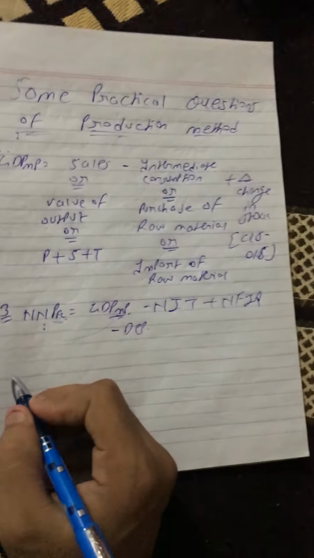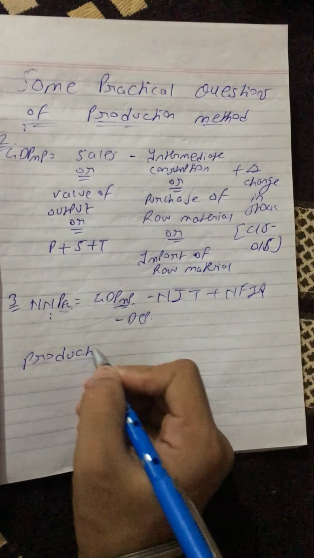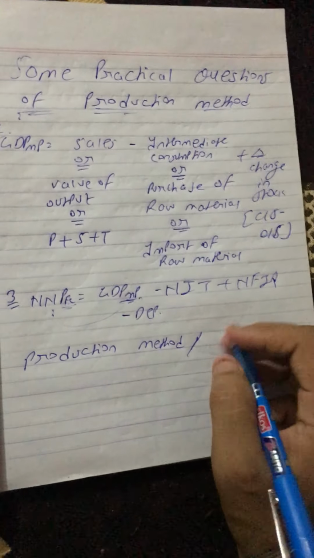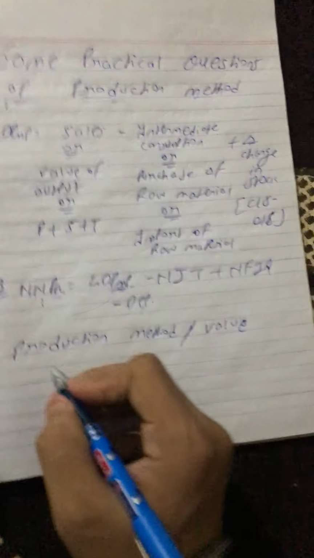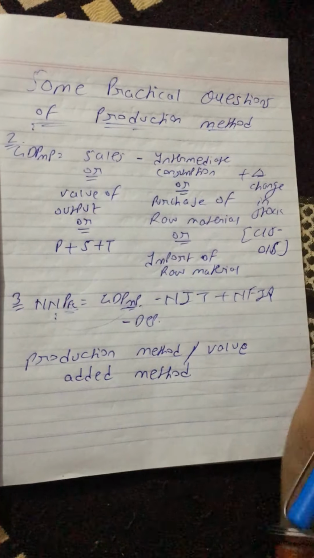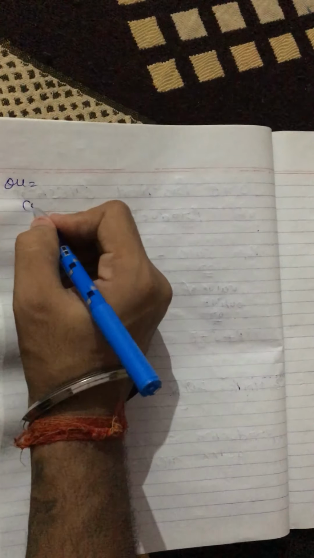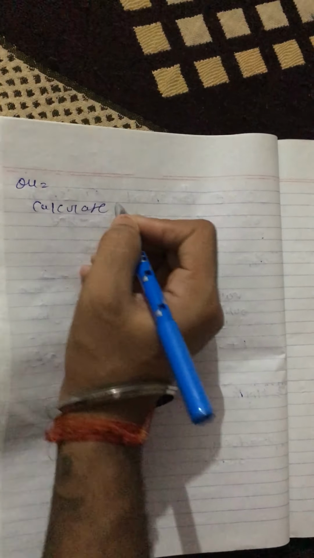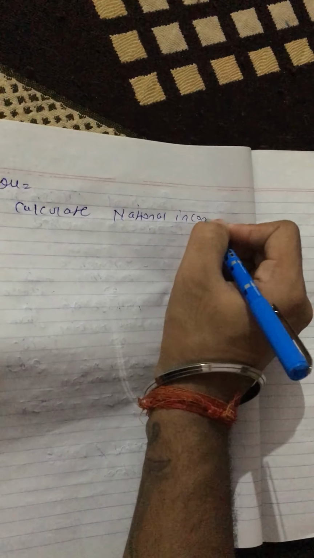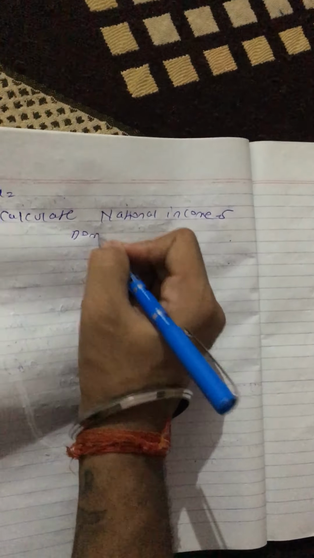And beta, production method is also known as value added method. So beta, let's take an example. Calculate national income and domestic income.